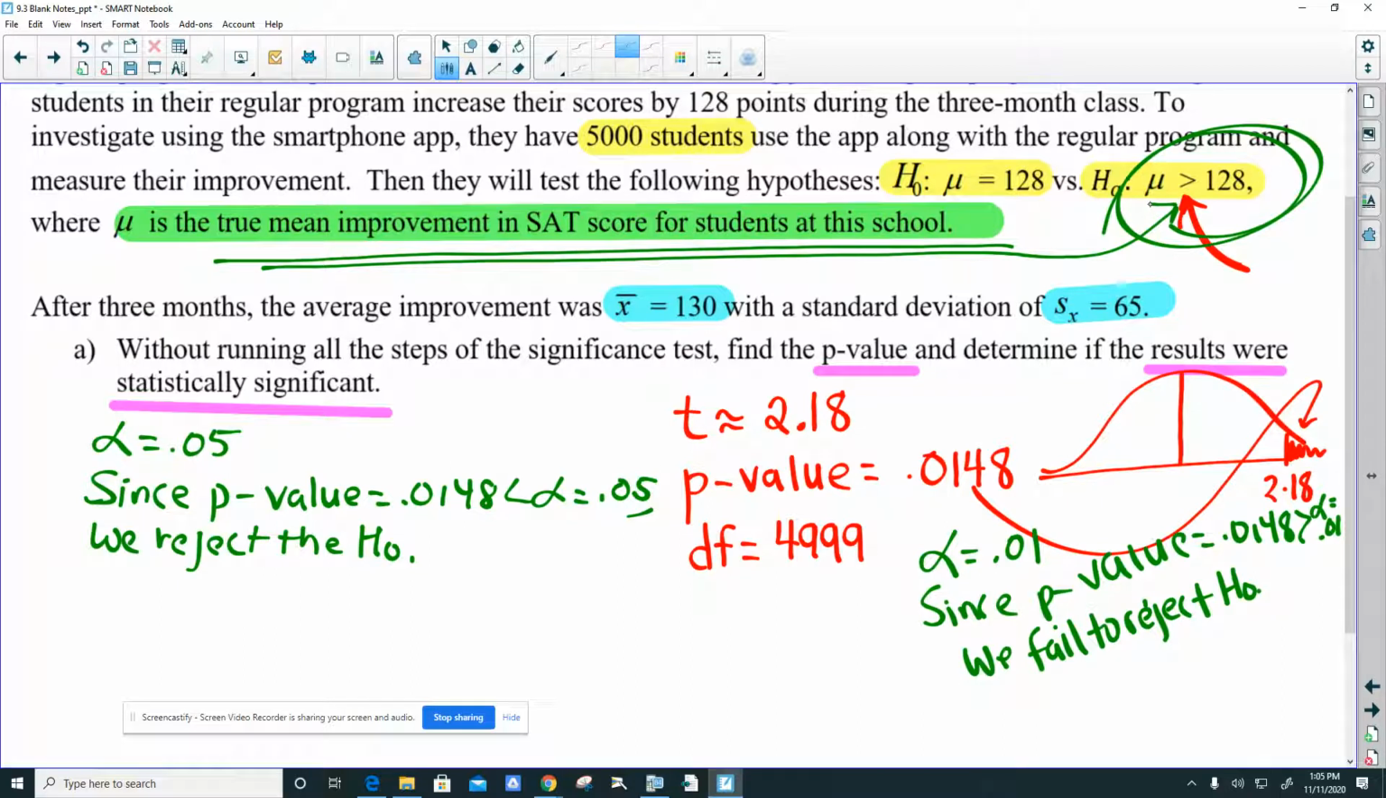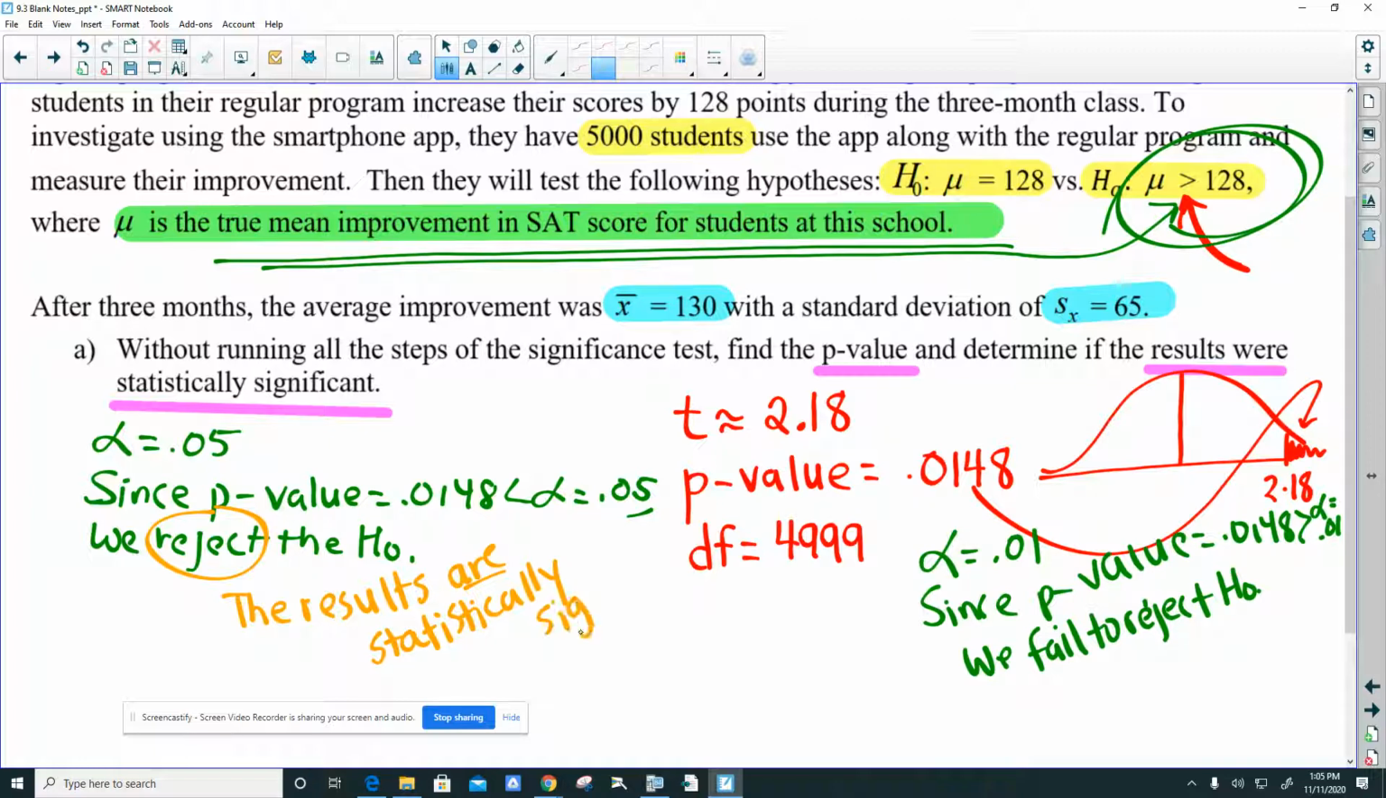Okay? So if we went with the 5% significance level, anytime you are rejecting a null hypothesis, that's when we say that the results are statistically significant. So we would say in this scenario, the results are statistically significant.